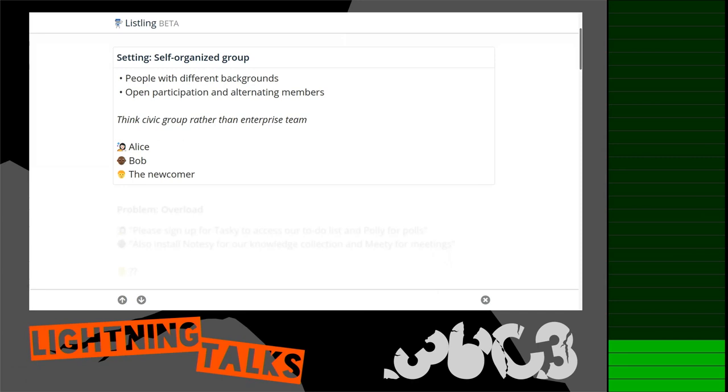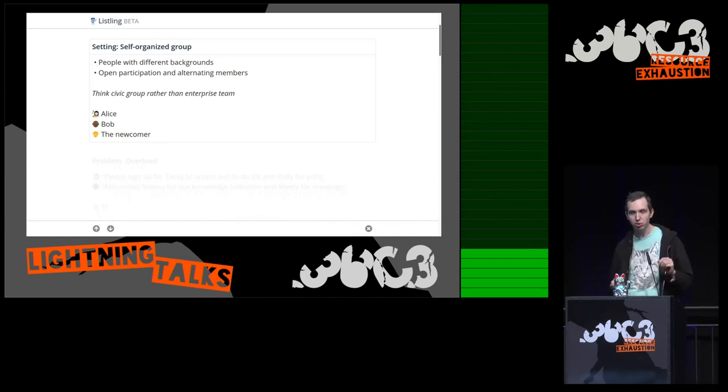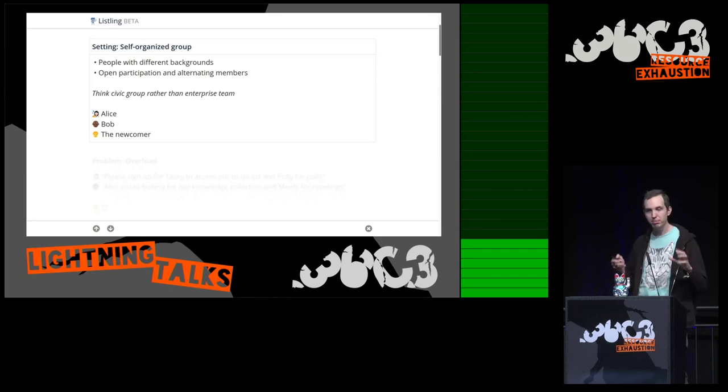Often those groups feature an open participation model, so you can easily join, but that also means you can easily leave, and often you have fluctuating members. So for now, let's imagine we have our little group with Alice and Bob, long-standing members, and then there's this newcomer eager to join. So what are the challenges they face for online collaboration?